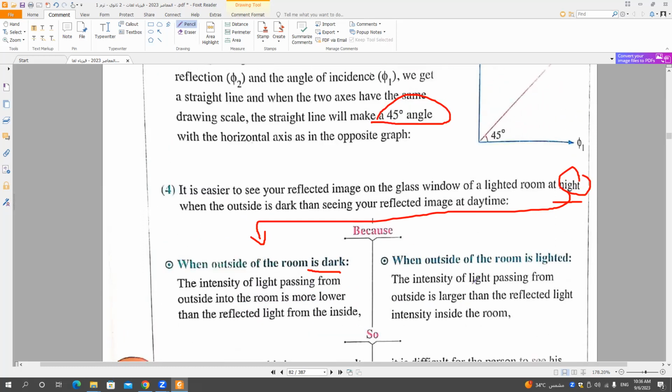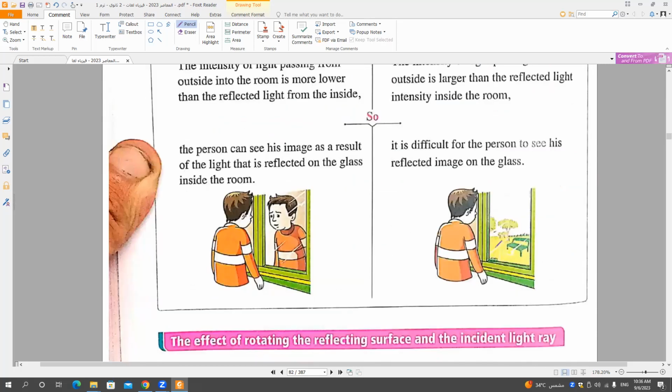When outside the room is lighted, the amount of light passing from outside the window is more than the reflected one. So you cannot see your image, and you can see the things outside your house.